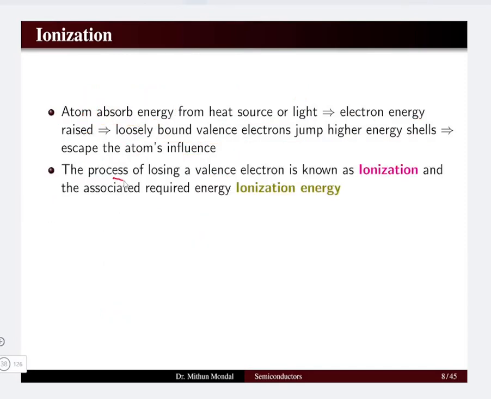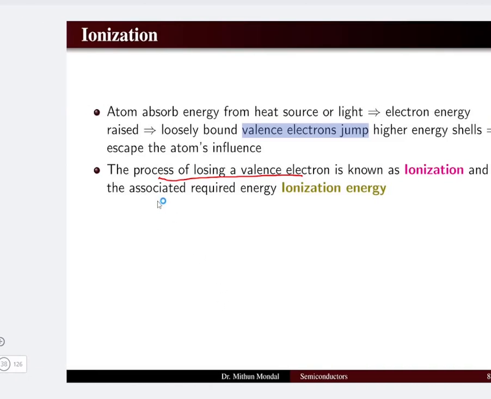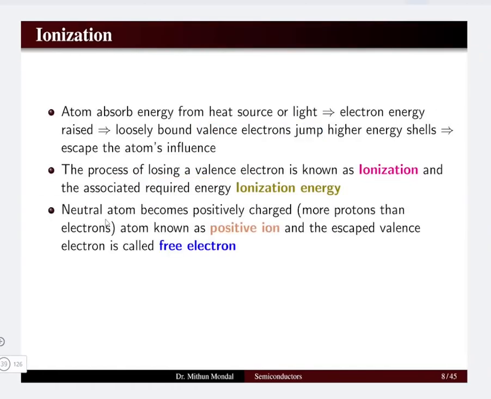The process of losing a valence electron due to an external heat source or light is known as the ionization process. So when we lose the valence electron away from the atom, it is known as ionization, and the associated energy is known as the ionization energy.